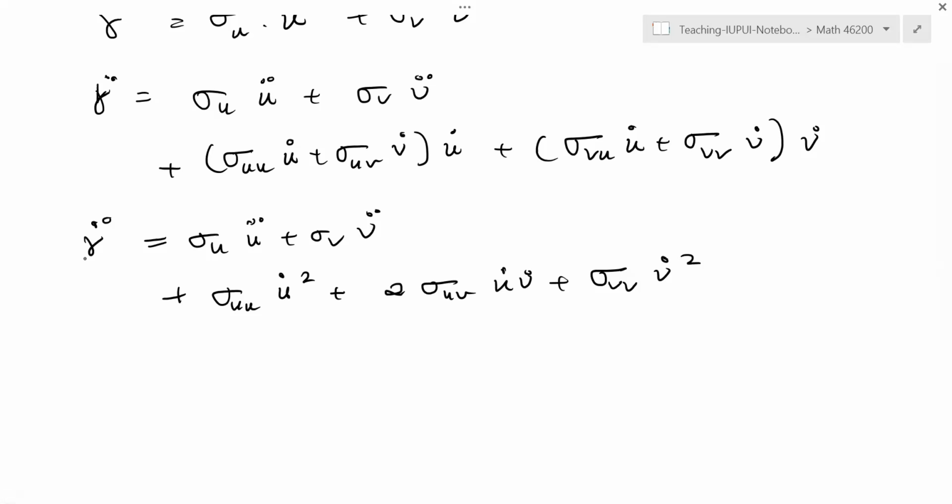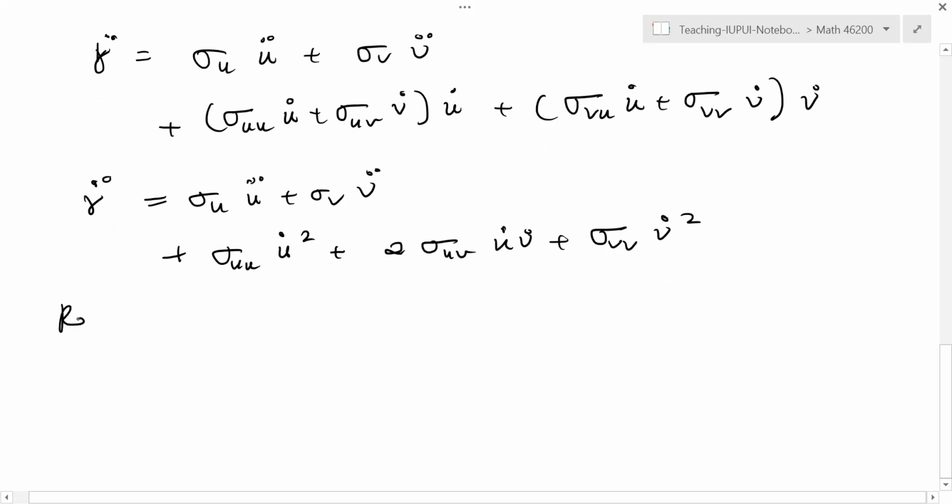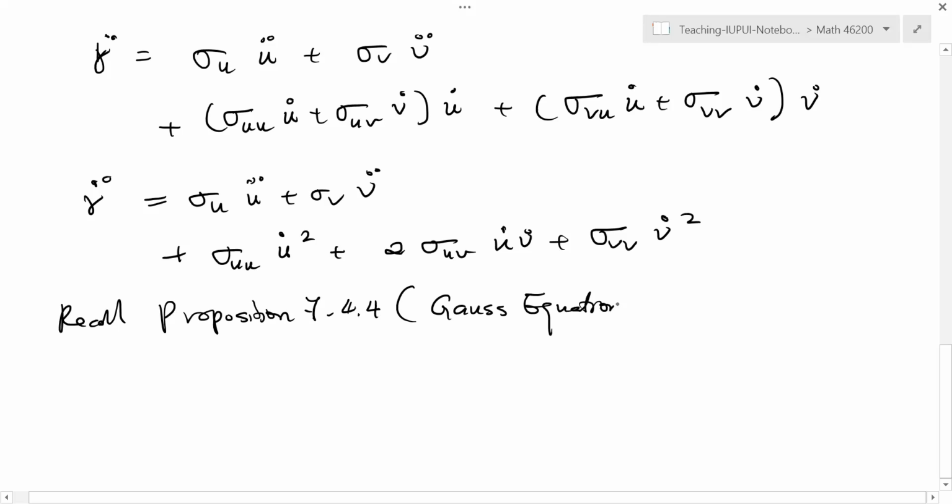Oh yeah, it's here. That is the so-called Gaussian equation. Okay, recall the Gaussian equation. We call the position 7.4.4 the Gauss equation. And in the Gauss equation, we have sigma uu, and we introduce a notation like that.